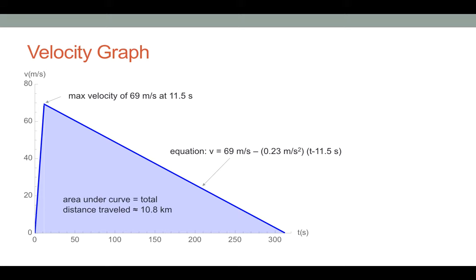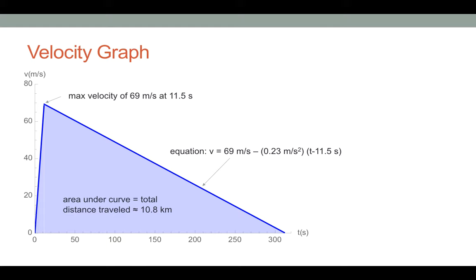Well, that area, of course, will be the total distance traveled. In this case, it'll be the 10.8 kilometers. The area under this part of the triangle right here is the 400 meters it does while accelerating, and the area under this large triangle will be the 10.4 kilometers while it is slowing down, and the total area will be the total distance traveled.